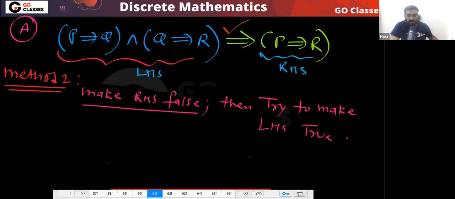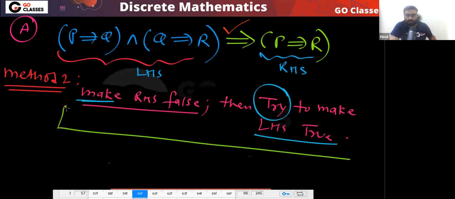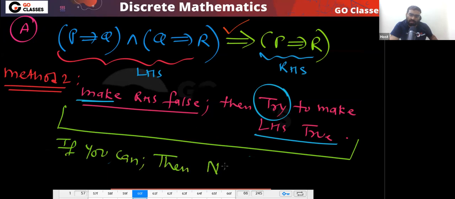If you can, then what I will say? Tell me. So this is your method number two: make RHS false, then try to make LHS true. If you can, then no tautology, then not valid. If you can, then not valid.